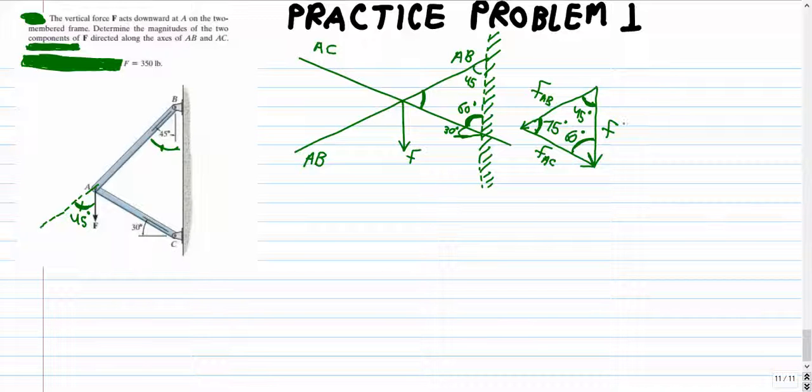Now that we have our angles and we have the length of one side of the vector triangle, which is the magnitude of force F, 350 pounds as specified in the question, all we need to do is apply the sine rule to find the magnitude of the components along the AB and AC axes.